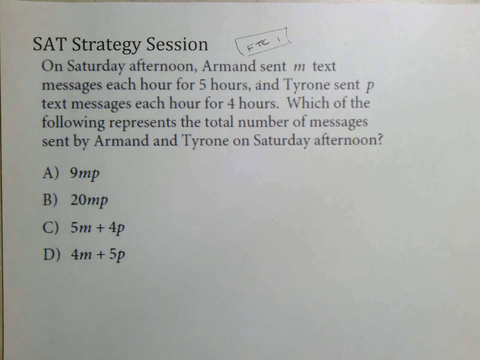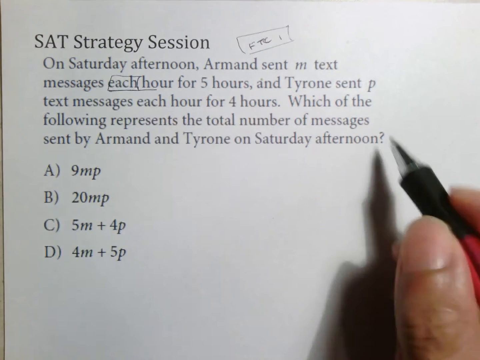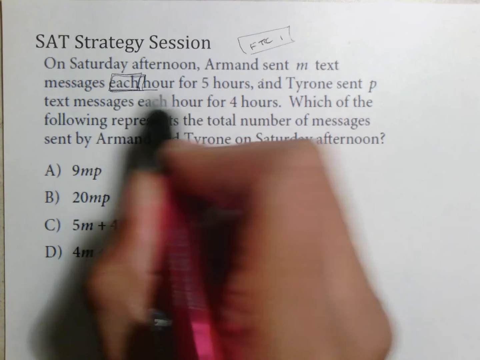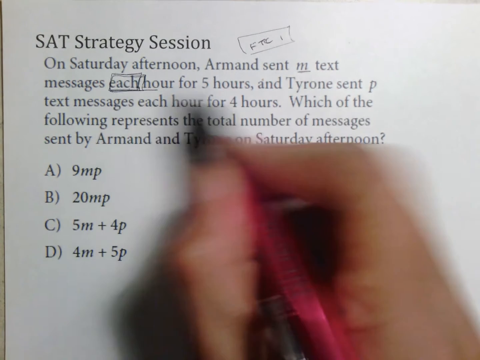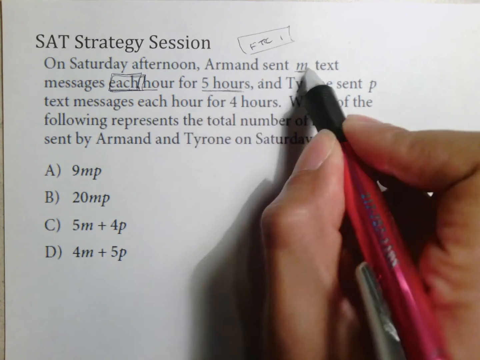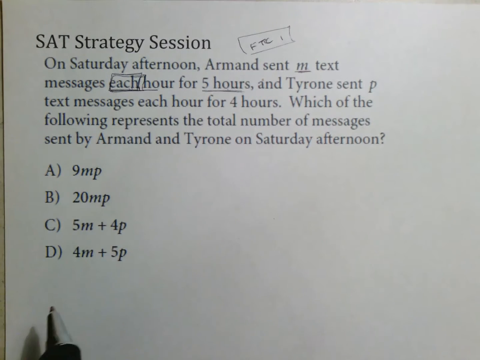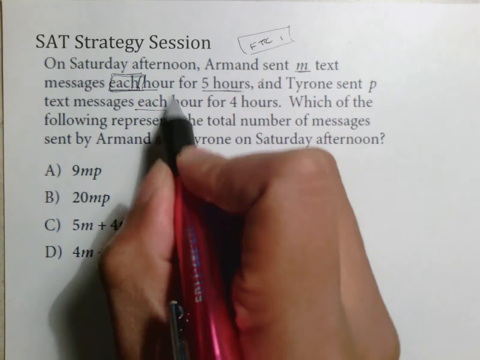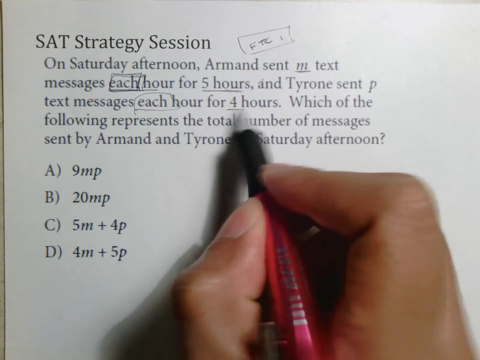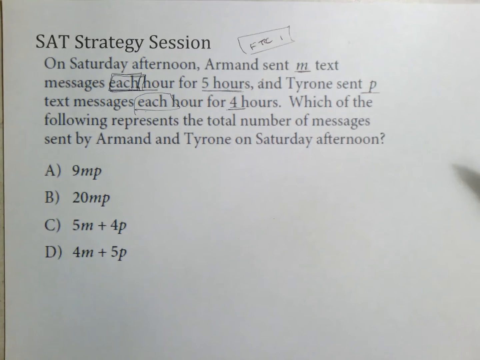Now there are some keywords in here. I remember the word each, and we have actually each hour, and what each usually told us was that something got multiplied, and we have M text messages each hour for 5 hours. That right there tells me that these two are probably going to be connected by multiplication, because that's what each usually means. I have another each right here where it says Tyrone sent P text messages each hour for 4 hours. So what that tells me is that 4 and P should be attached. But that's just something I can kind of get from there.